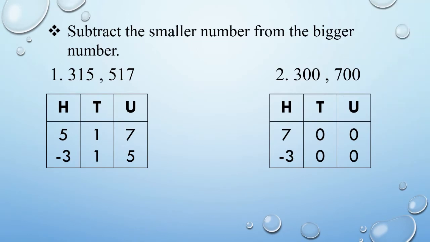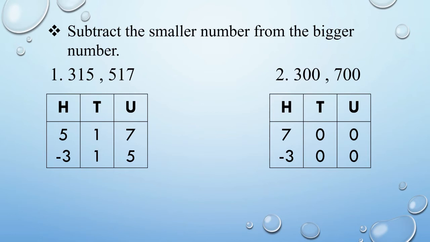Students, now here the next one. Subtract the smaller number from the bigger number. The first sum here, 315 minus 517. Now we have here 517 is bigger. So we will arrange in vertical order, writing HTU.